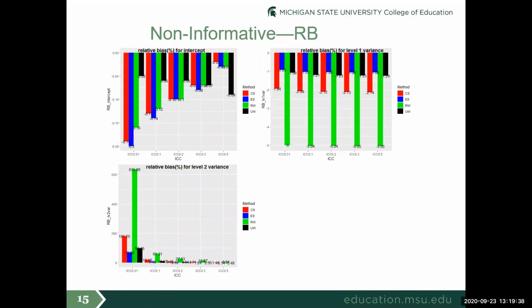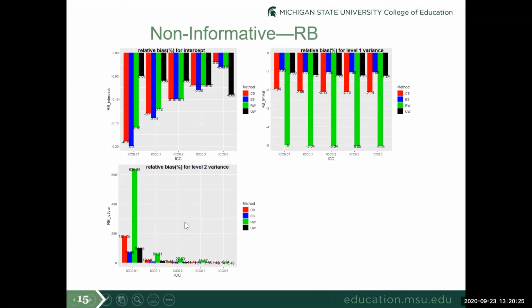Okay, let's introduce the results in the non-informative condition. In terms of relative bias, the intercept and the level 1 variance are estimated unbiasedly. The level 2 variance is estimated unbiasedly when ICC is extremely large. For the intercept, the unweighted estimator works the best in most cases. For level 1 variance, the effective scaling estimator and the unweighted estimator work better than the other 2.